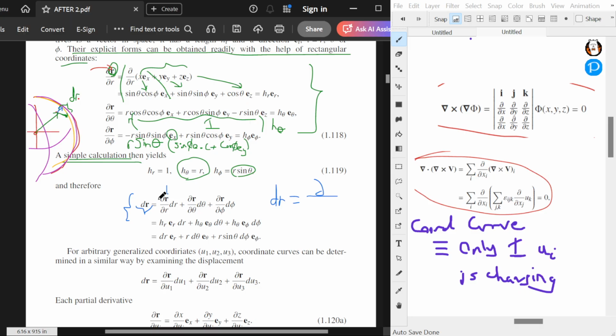Del R, del X, where R is a position vector again, plus del R, del Y, plus del R, del Z. I feel like this is the situation. I feel like this is a thing that is true, could be wrong. And in spherical coordinates, they're doing the exact same thing, but these have dr and d theta and d phi.